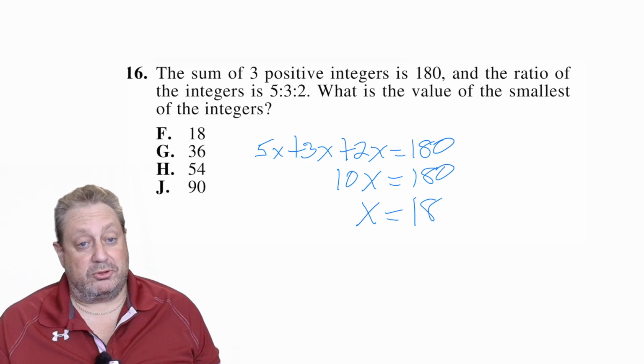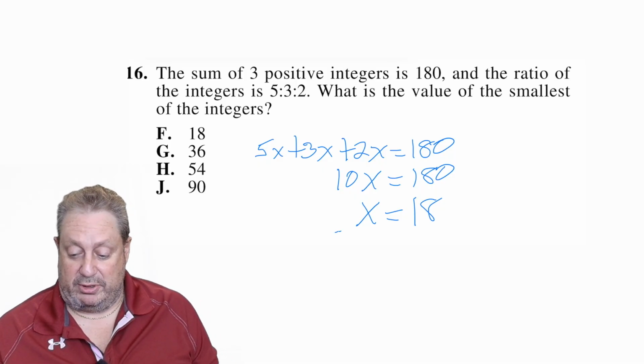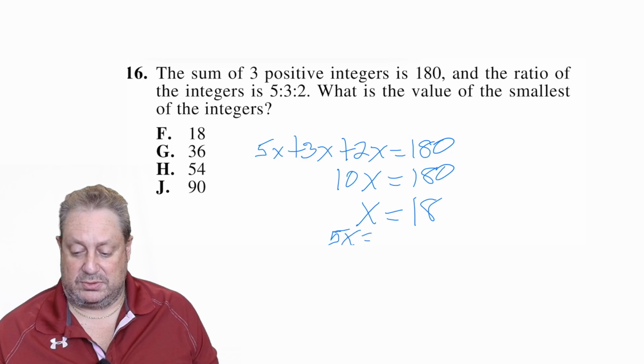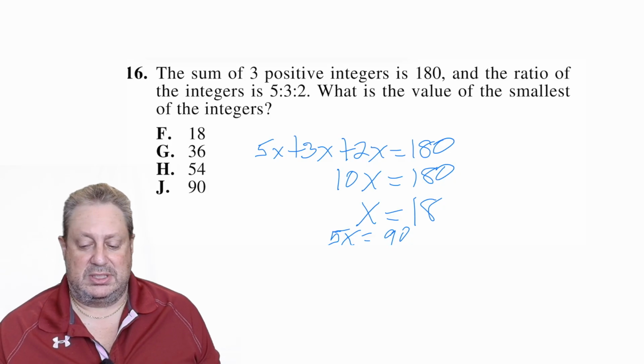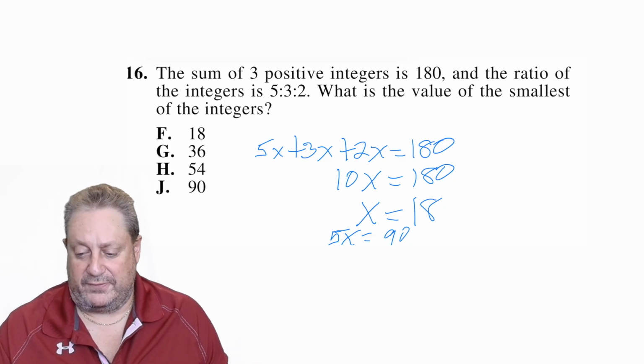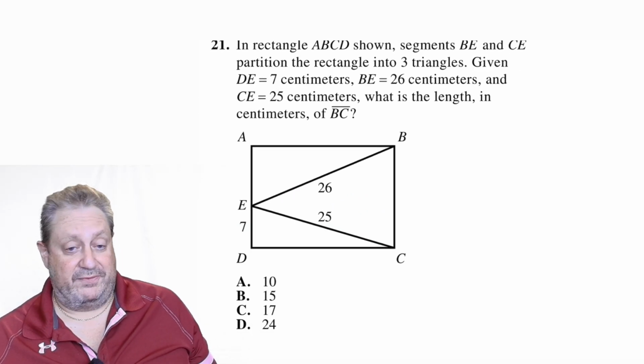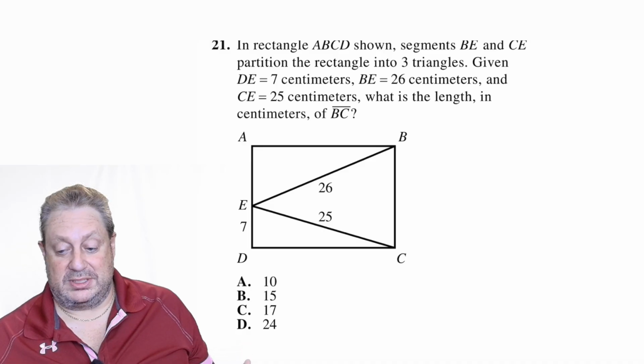Now, they could throw a little trick at you. They could say, what is the largest of these numbers? So to get the largest of those numbers, you would simply say that's the 5x term. So the 5x would equal 18 times 5, or 90. Okay, but you can see that just using a few of these tricks makes all the world of difference. So in our next question, they've combined a few important elements.